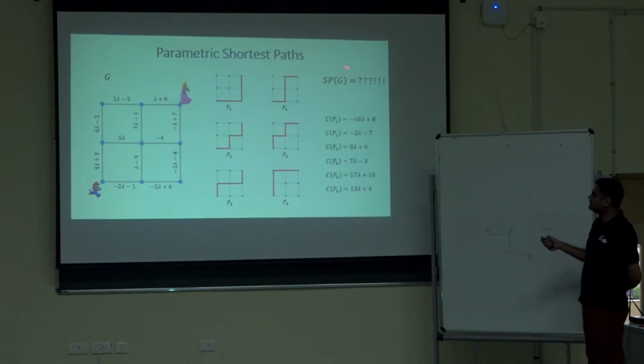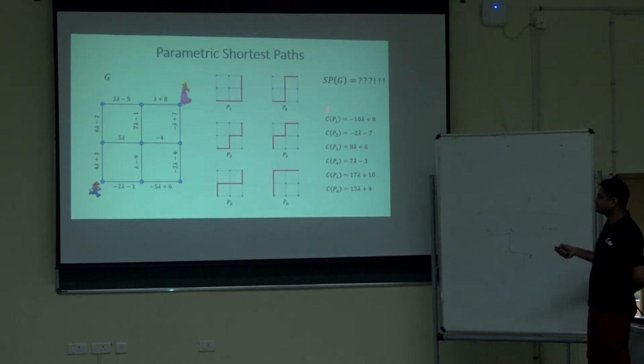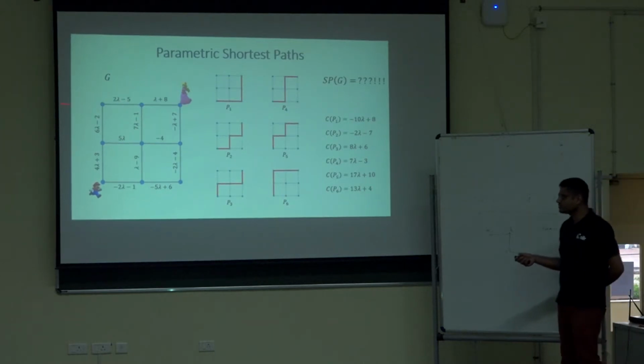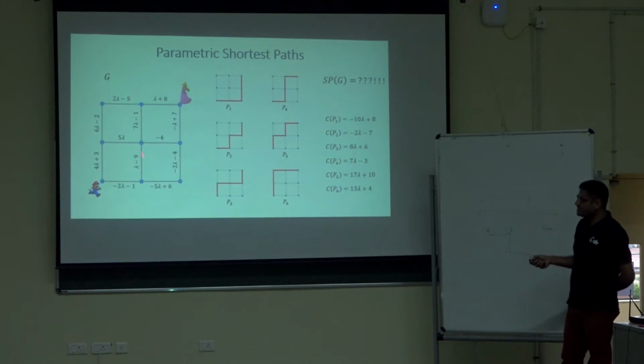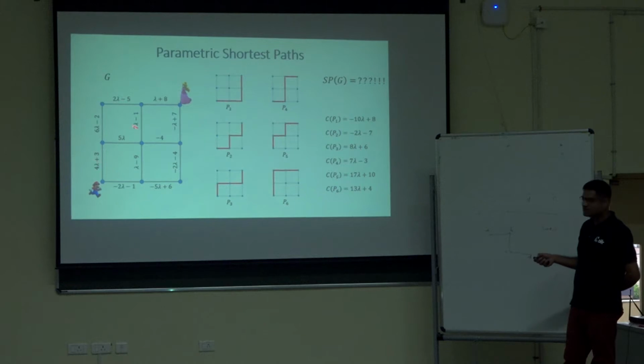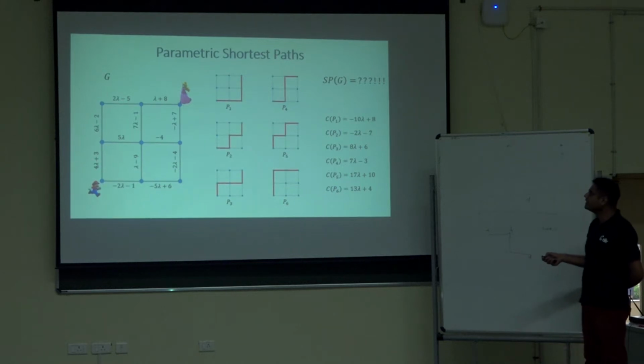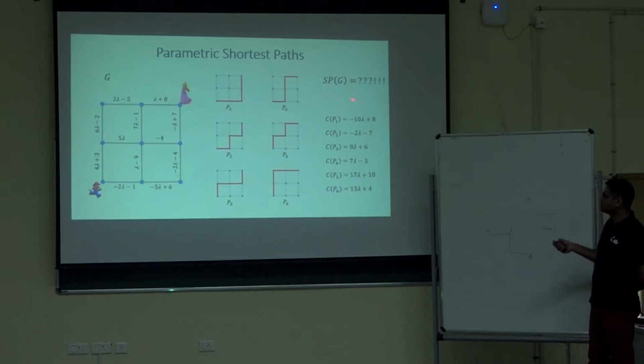However, now this term doesn't even make sense because all the paths are linear functions of lambda. Let me mention this: they can in general be polynomial functions, but for the rest of this talk, we'll be looking at only linear functions. So the paths are all linear functions of lambda, and these are the costs of the paths.